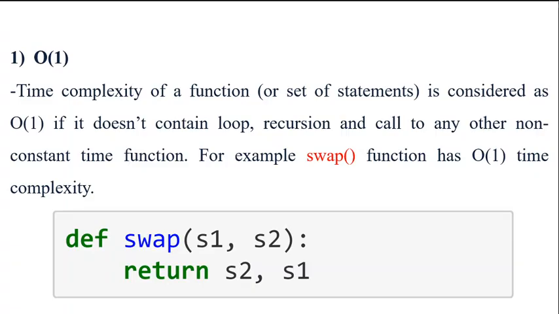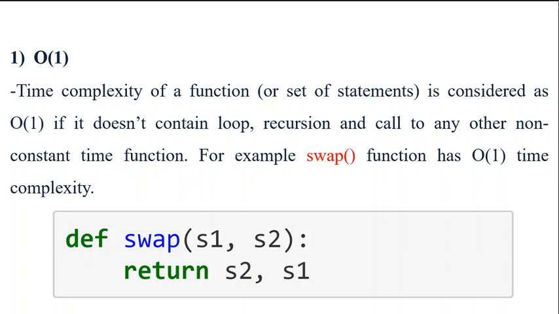Now big O notation. Big O of 1 is the complexity of a function or a set of statements considered as big O of 1 if it doesn't contain any loop, recursion, or call to any other non-constant time function. For example, for the functions you can see in the illustration, the swap function has big O of 1 time complexity.